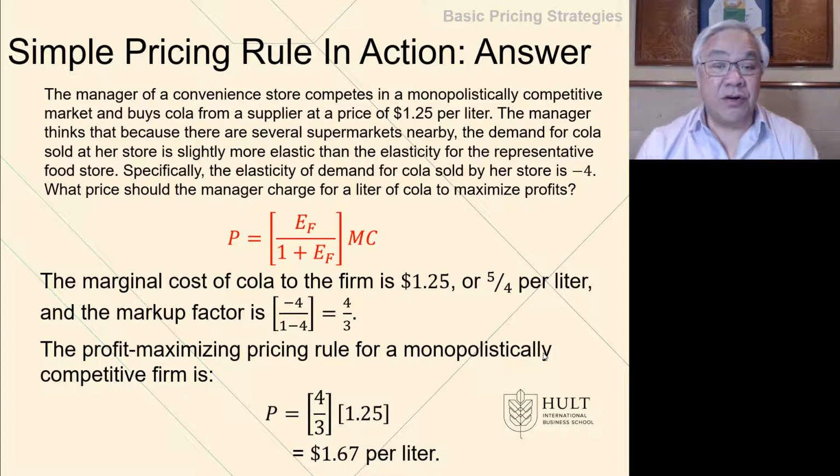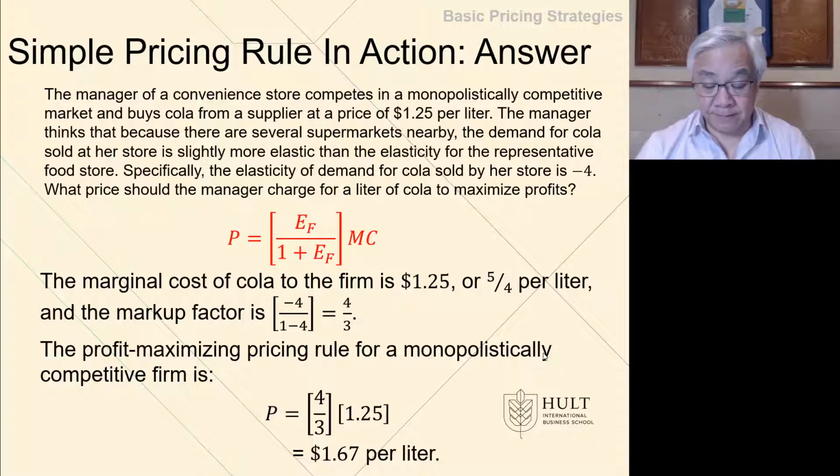All right, let's use our new friend in this calculation. So in red, we have the formula we just saw, and let's apply it to the circumstances. First, we know that the marginal cost of the cola is $1.25, and we know the markup factor is -4 over 1 minus 4, which is 4/3. Therefore, the profit maximizing pricing rule has the price equal to 4 divided by 3 times 1.25 equals $1.67 per liter of cola.